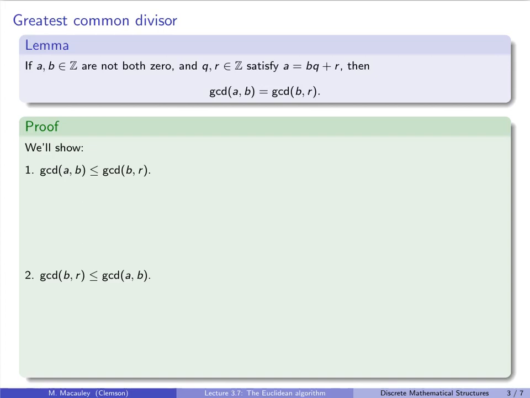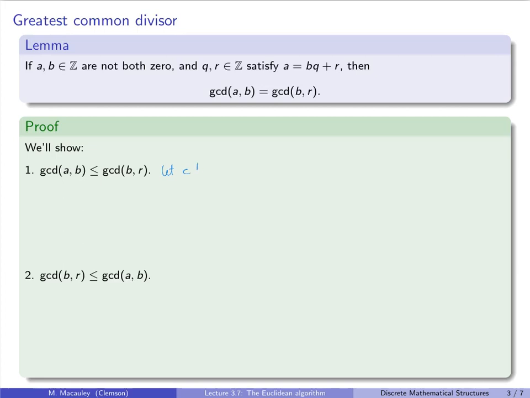So here's how we'll proceed. We'll take an arbitrary common divisor of a and b, let's call it c, and we'll show that it's also a common divisor of b and r. What that tells us is that the greatest common divisor of a and b, that's the largest common divisor, is also a common divisor of b and r. So by definition, it's not bigger than the greatest common divisor of b and r. And that's the inequality that we seek. So let's write that down.